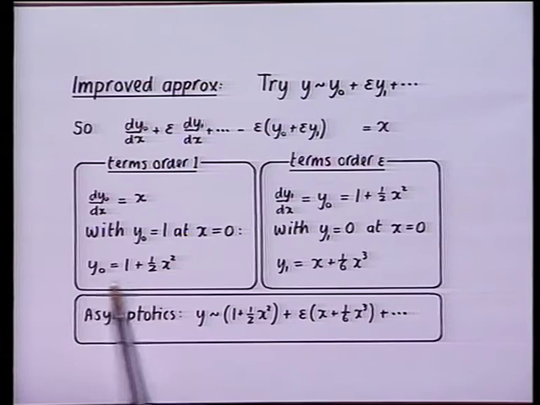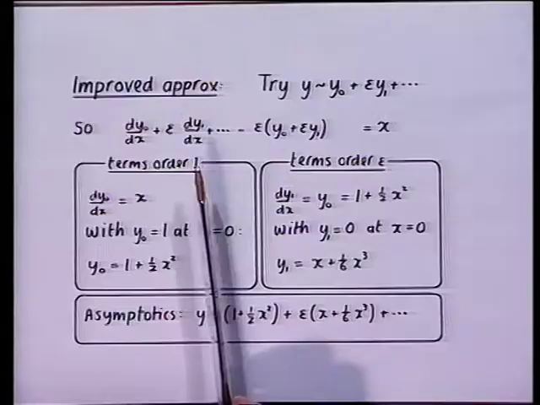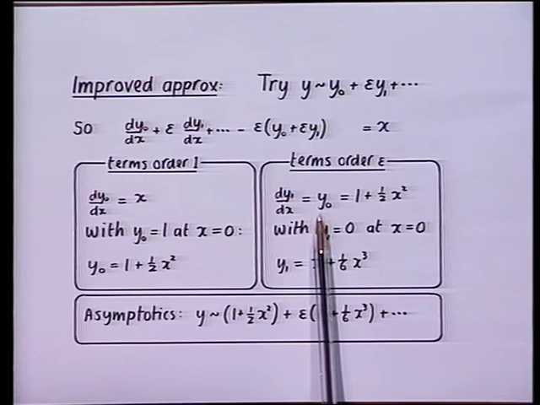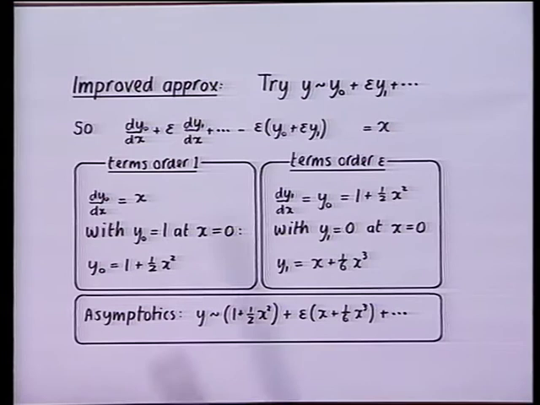It's the one we've already looked at. And the solution is, of course, y naught is 1 plus a half x squared. But we're now looking for an improvement upon that simple solution. So we'll now examine the epsilon terms in the differential equation, namely a balance between this term and this one. In other words, dy1 by dx equals y naught. But we know y naught, so that's equal to 1 plus x squared. And this has got the starting condition that y1 equals naught at x equals naught.